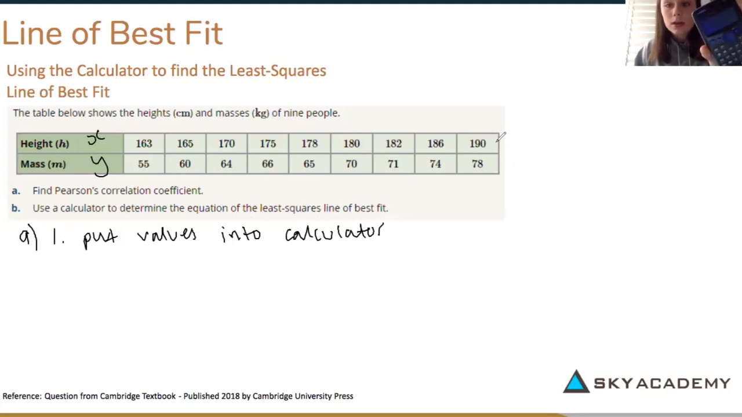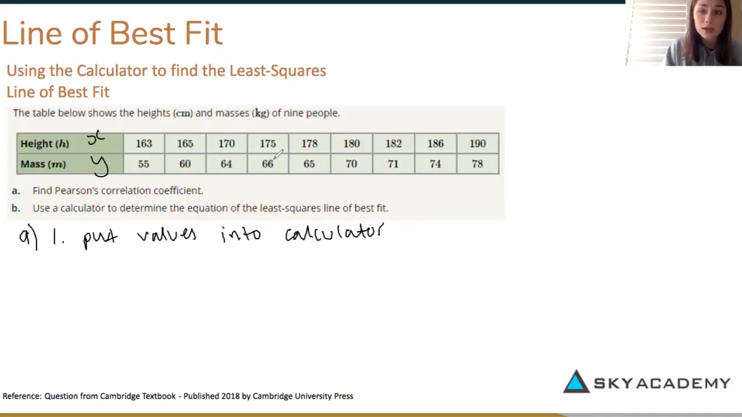We're going to press mode setup. It will come up with all the different options, and we want to press 2 to get into stat mode. Once you're in stat mode, it will come up like this, and we want that option there, the A plus BX. So press 2 again, and it will come up with 2 columns, an X and a Y column, and we're going to put all the values from the table of values into these columns.